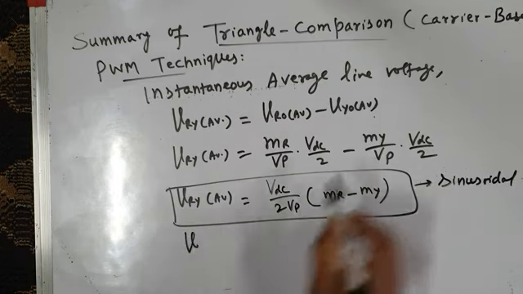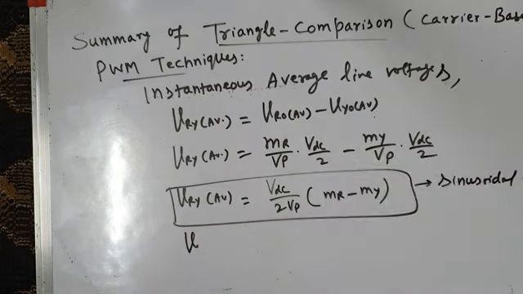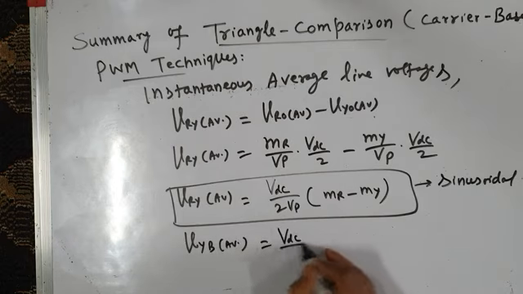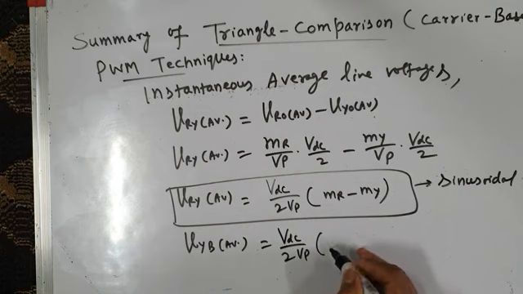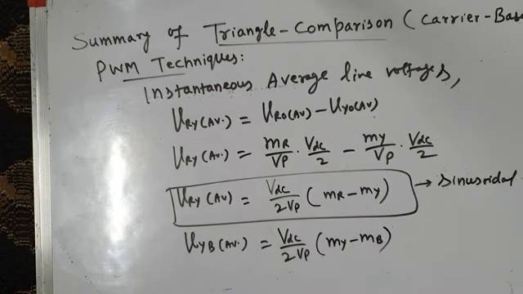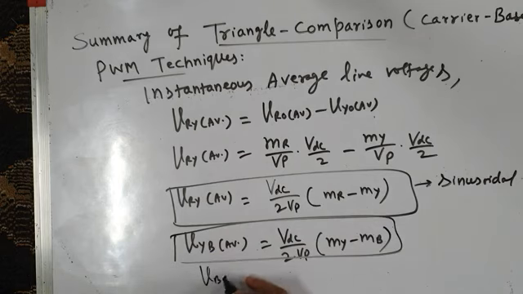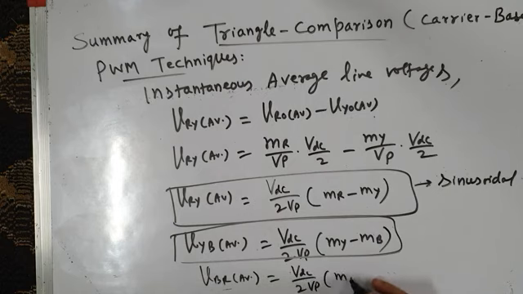Similarly, for the other line voltages, VYB average, on the same pattern, we can write it as Vdc by 2Vp into (My minus Mb). And the third line voltage, the instantaneous average value of line voltage VBR, is equal to Vdc by 2Vp into (Mb minus Mr).